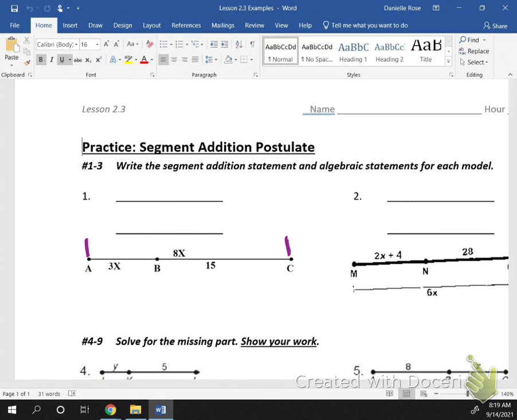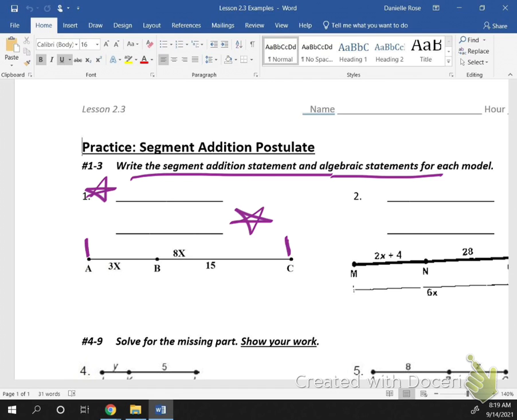For these first two problems, I just want you to write the segment addition statement and the algebra statements. I don't want you to solve. So you've got a blank for the segment addition one. You've got a blank for the algebra statement. Let's just practice writing that first from number 1 and number 2 in your teams.